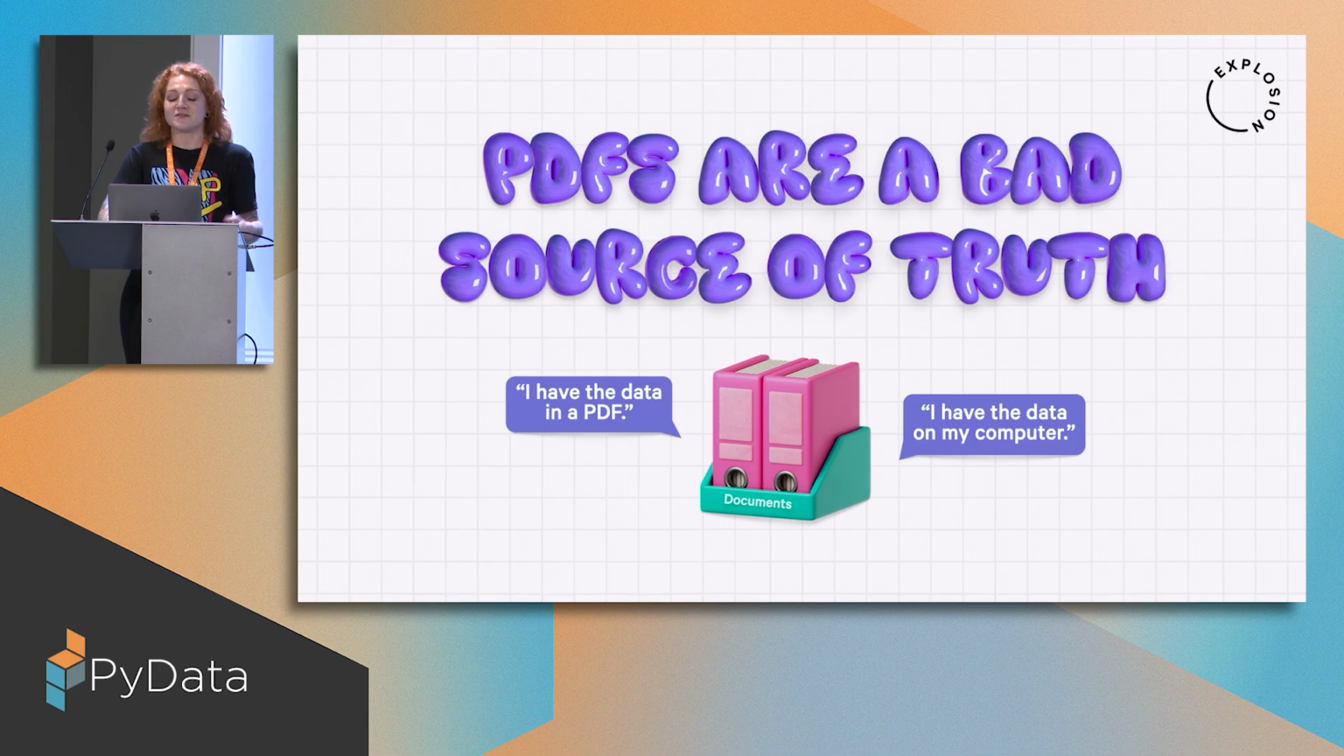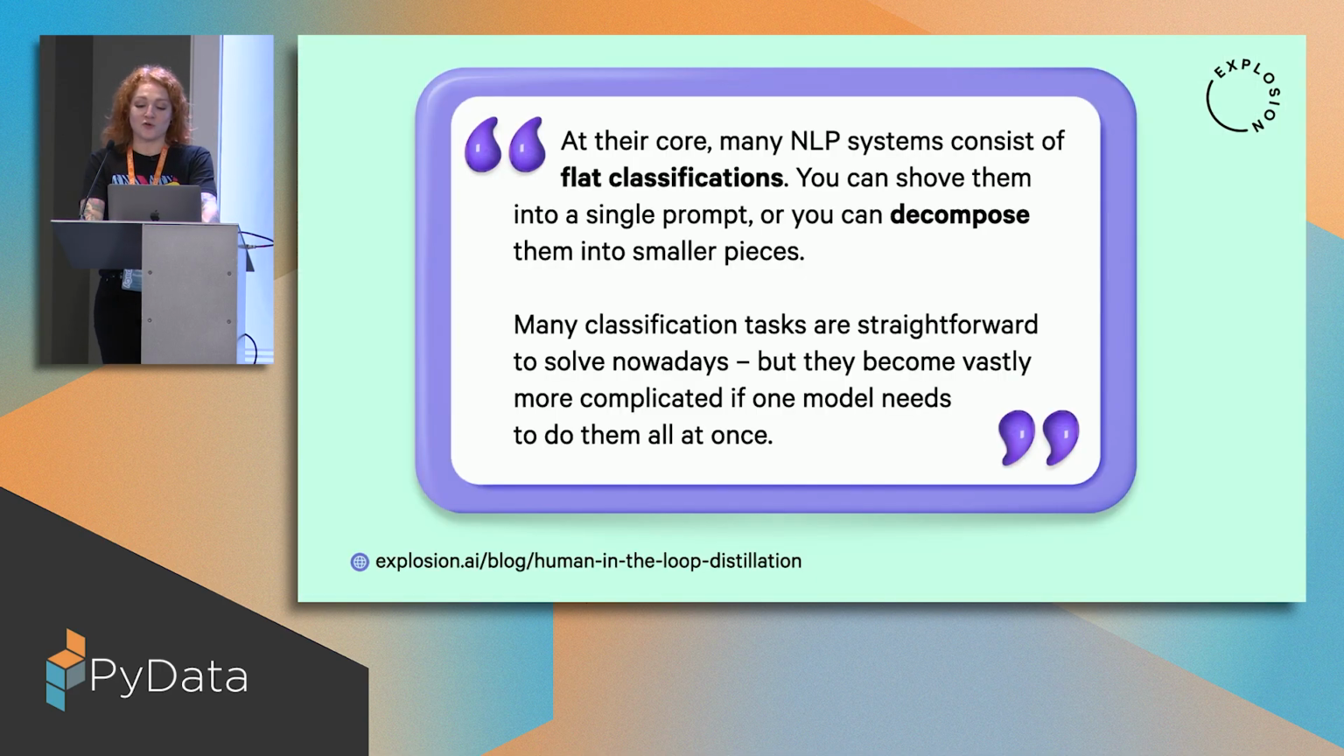But that shows there's still a lot to do and a lot to solve. And I think if we've learned one thing, especially more recently with larger and larger models, it's that at their core, a lot of problems we're trying to solve with NLP are relatively flat classifications. The only difference is whether you have one monolithic model that tries to do all of it at once, or whether you take it apart into separate pieces.